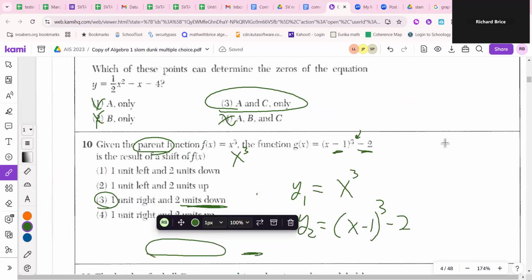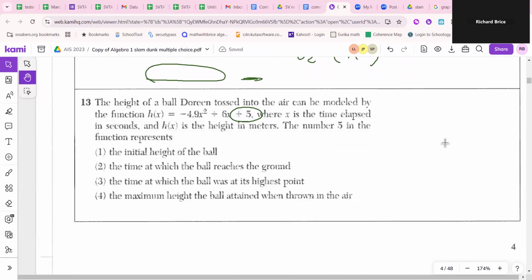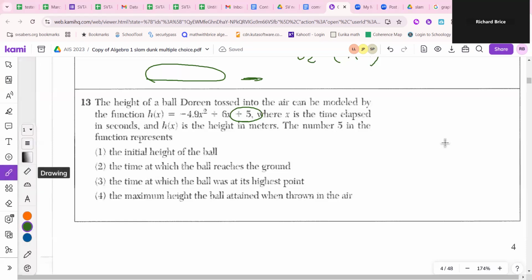I really preferred Smartboard, but we switched over to a different one, and so now I have to use Cami.